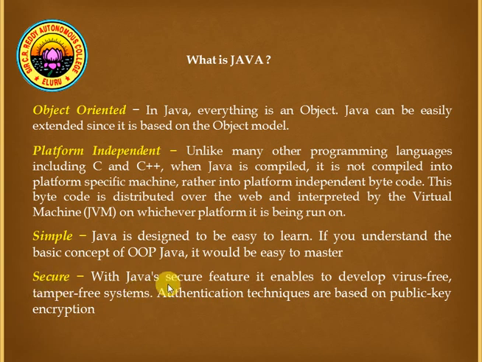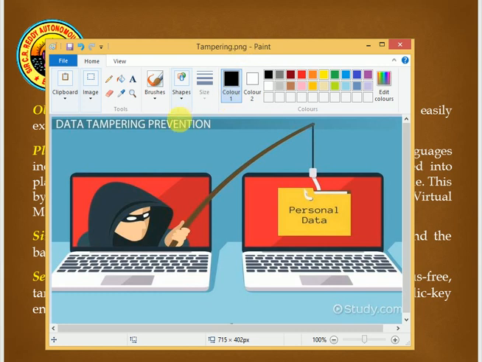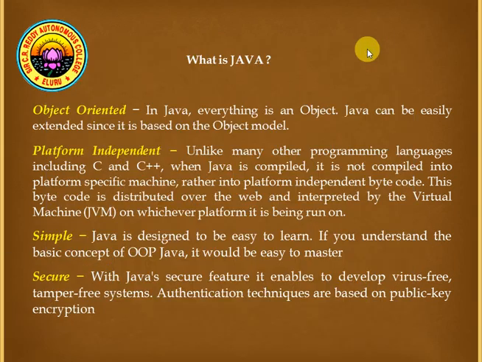So with Java security, we can provide security to the data objects. So Java is more secure for developing programs. By this we can prevent data tampering, such as personal data hacking by a hacker. Such tampering can be prevented by using Java. So this is one kind of feature.